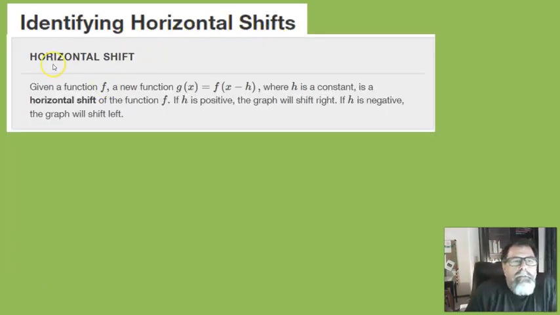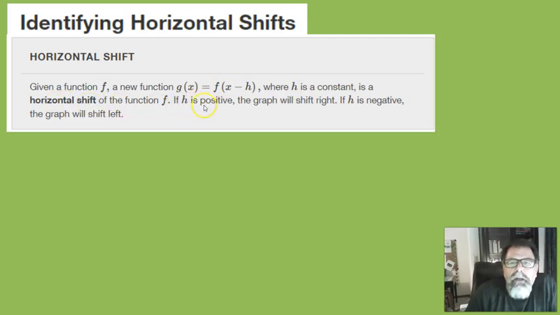Identifying horizontal shifts. Horizontal shift. Given a function f, a new function g of x is equal to f of x minus h. Notice the minus h is in the parentheses with the x. So you're going to subtract the number from x first and then get the output value. So h is a constant. It's a horizontal shift of the function f.